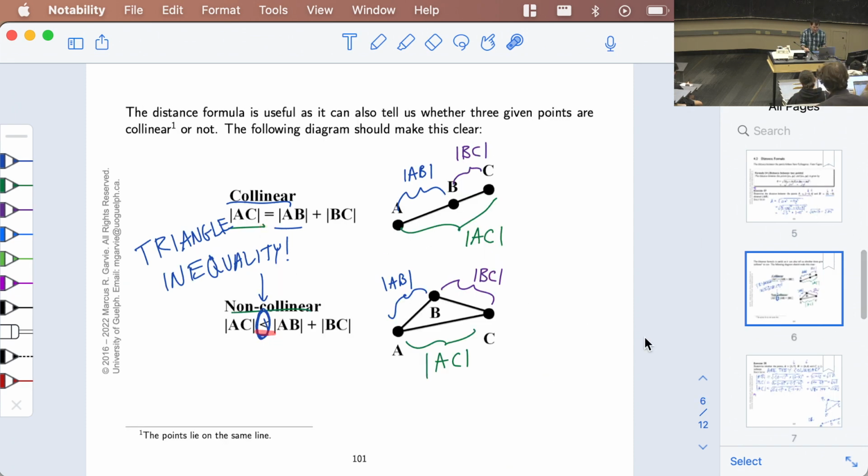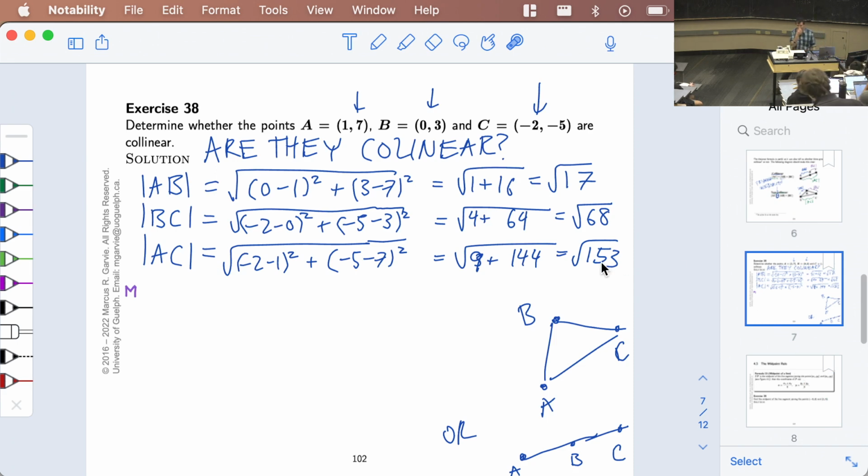Or is one strictly less than the other two? And so you're going to figure out if they're in order or not. And I'll give you one more hint, actually. 68 is actually 4 times 17. So this is the square root of 4 times 17. Let me squeeze that little hint in there.